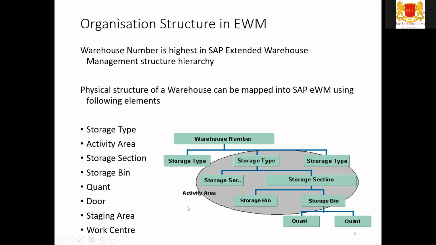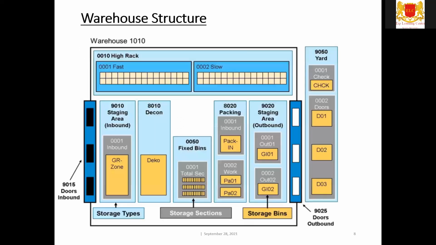And the activity area here is the grouping of storage bins based on the activities which you are going to perform in the warehouse. So assuming that this is our warehouse, we have the organization elements. We have the doors where the truck comes carrying the inbound shipment. The truck unloads the product at the doors and moves it into the staging area. From the staging area, in the simple process, you will move it into the fixed bins.